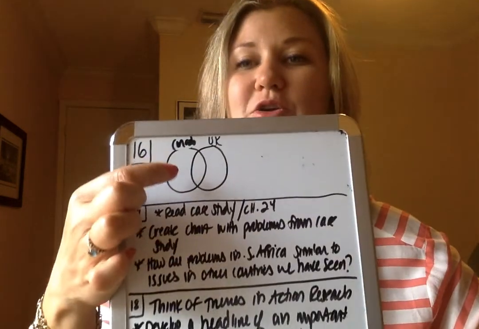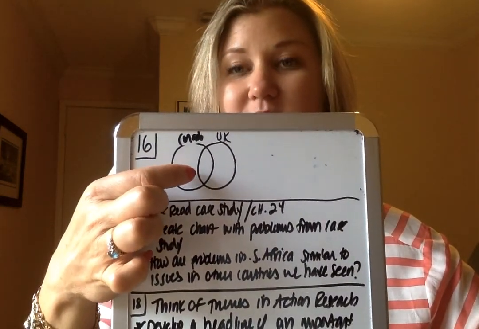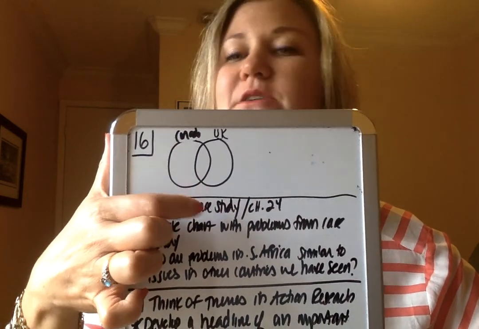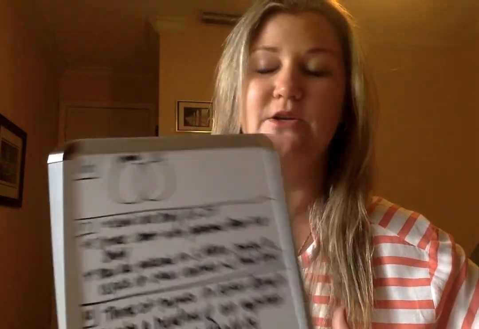So please make sure that your Venn diagram looks like this. This is what it's supposed to look like. If you don't have enough space to put all of the similarities, you can put an arrow and just have a list. I know that logistically it can be a nightmare if you have too much.